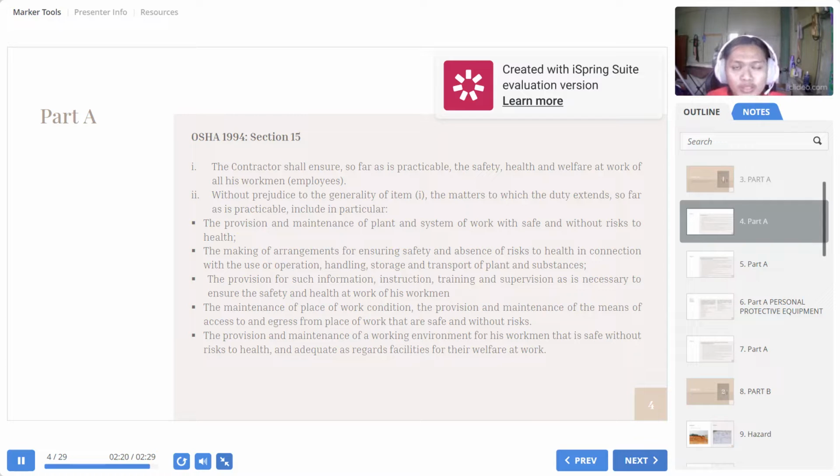And the welfare of the workers. So this is also all the OSHA Act, Section 15, that will be covered on site.